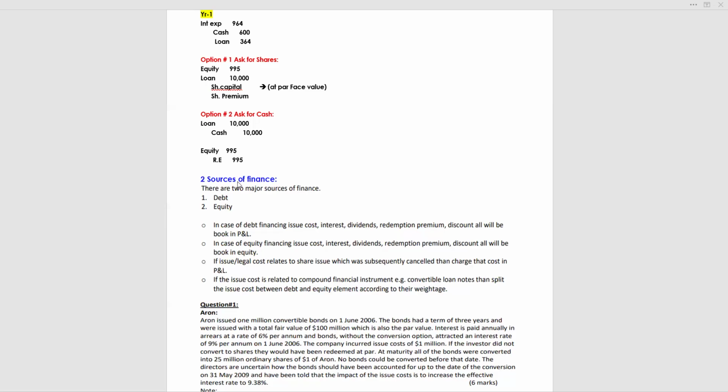Now, two sources of finance. There are two major sources of finance: debt and equity. In case of debt finance, issue cost, interest, dividends, redemption premium, discount, all will be booked in P&L. In case of equity financing, issue cost, interest, dividends, redemption premium, discount, all will be booked in equity. We will solve a question on this topic in tomorrow's class. If the cost is related to a compound financial instrument, meaning a convertible loan note, then split the cost between the debt and equity element according to their weightage.